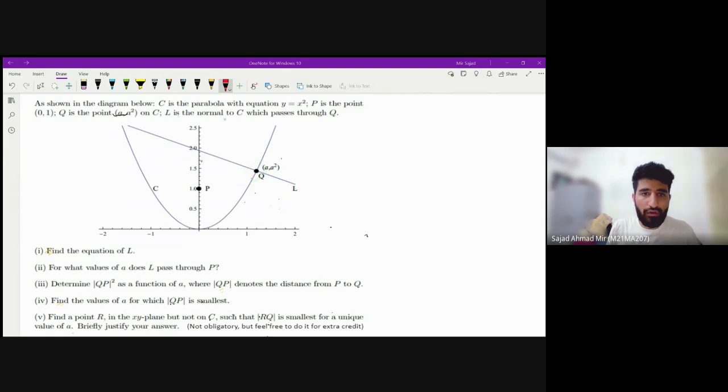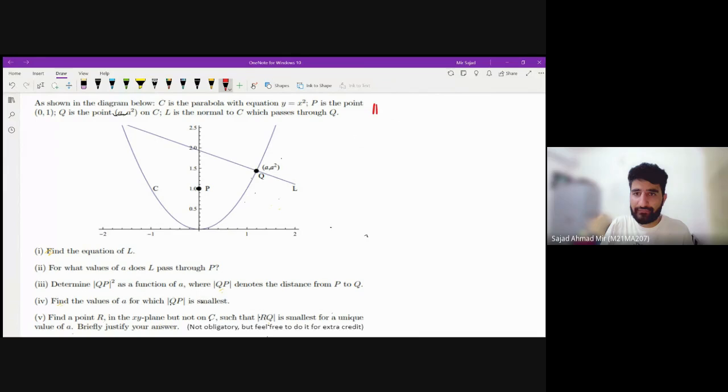L is the normal to C, which means it is perpendicular to the tangent at point Q. With this information, it's asking: find the equation of line L. For what values of a does L pass through P, and some other questions. Let's solve the first part.